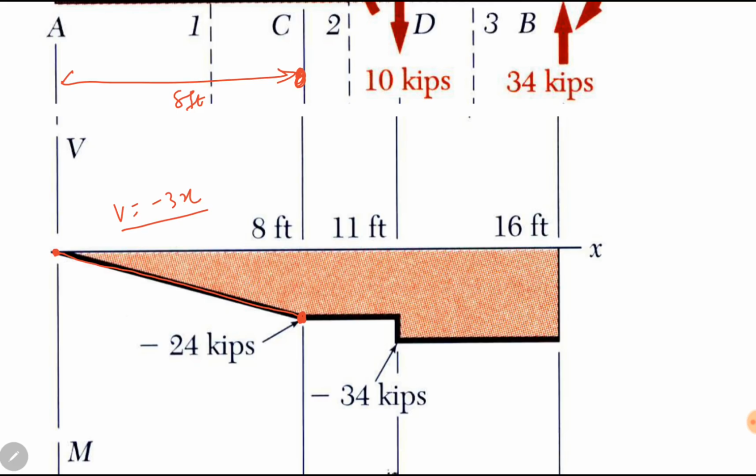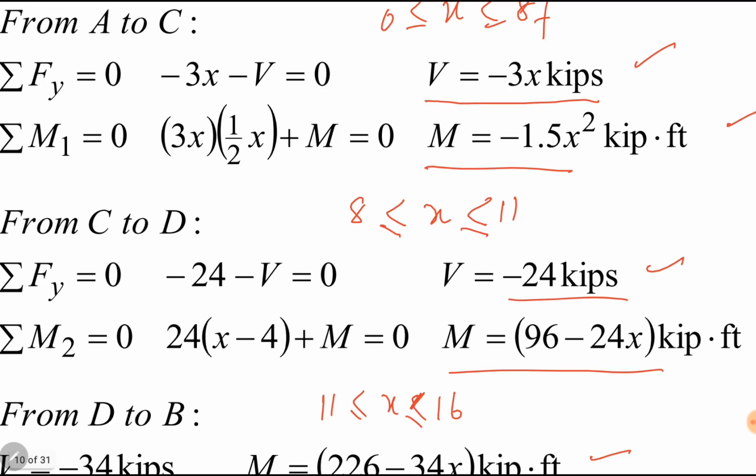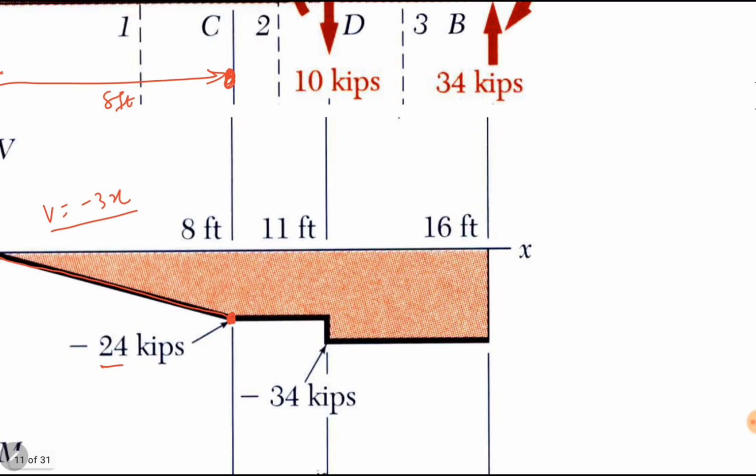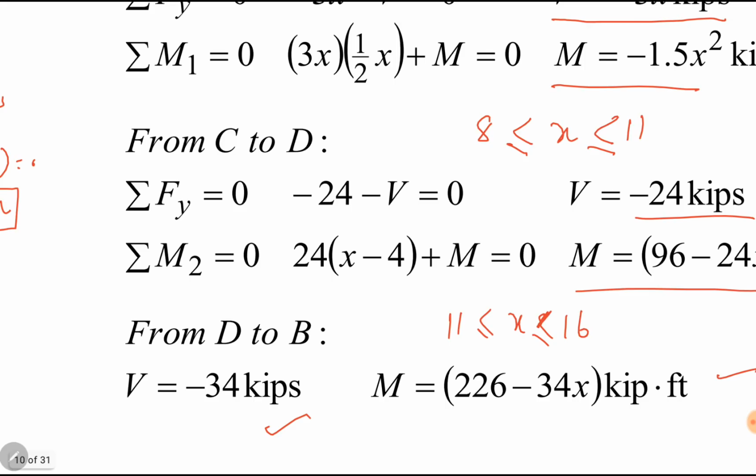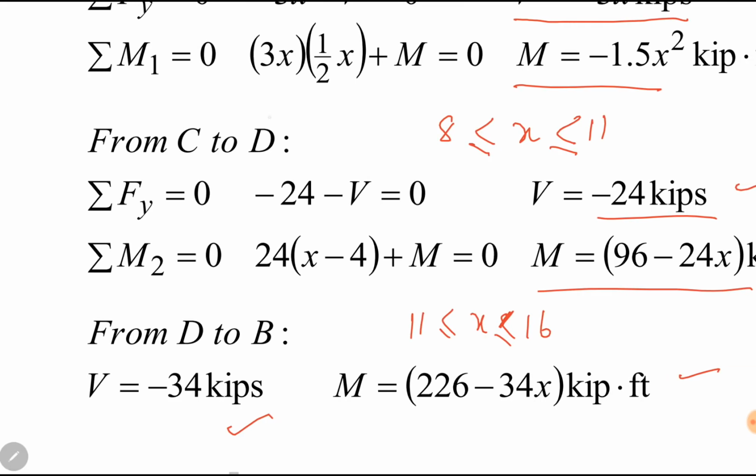Between C and D, shear force is constant, minus 24. It was already minus 24 in the previous section, and from C to D it is again minus 24, so it is constant. So shear force is minus 24 both at C and D. In the next section, from D to B, shear force is minus 34. D is common between section CD and section DB. When we are drawing the diagram of section CD, shear force was minus 24 kilopounds. And now when we are drawing between D and B, shear force is minus 34 at point D.